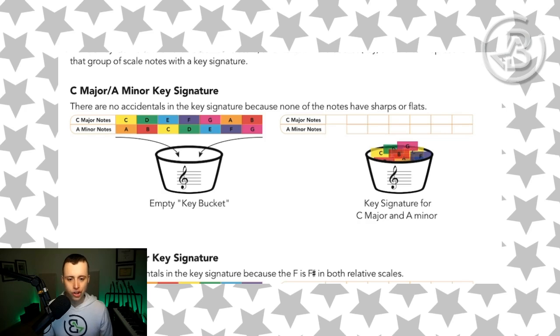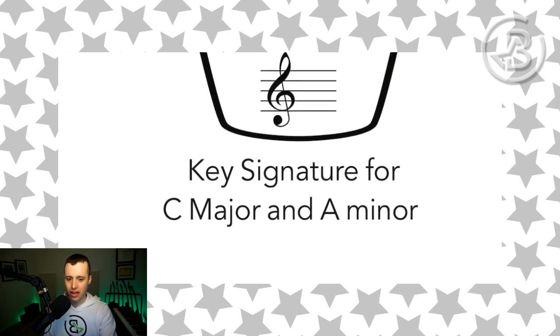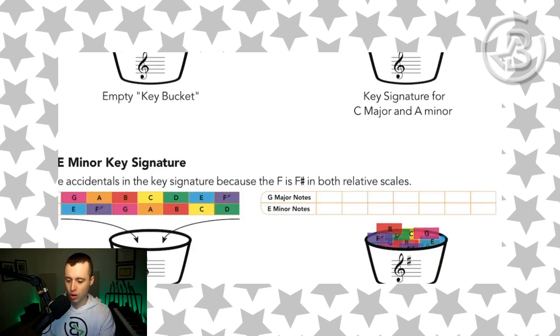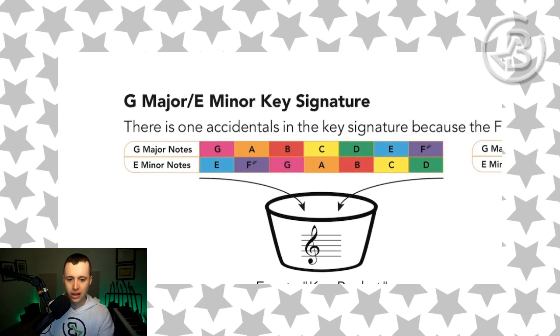So the key signature doesn't care what order the notes are in, it just cares what the notes are from the scale. So we can use this key signature right here, no sharps or no flats, to show the key signature for C major or A minor. Let's look at one more. Let's look at the connection between G major and E natural minor.